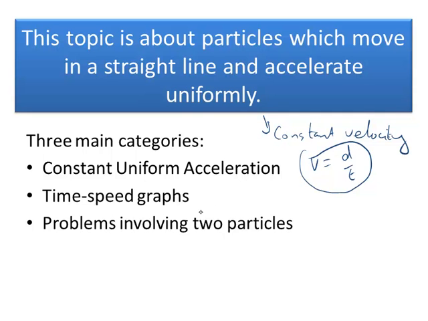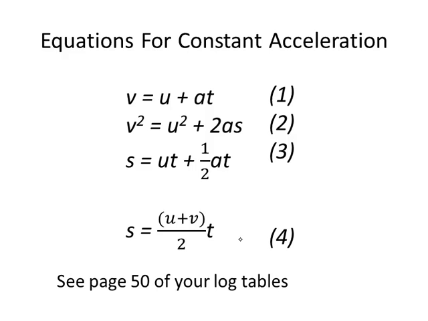Now we're going to be looking at time-speed graphs and problems involving 2 particles. These are the 4 equations that you can use when you've got constant acceleration. They're on page 50 of the log tables, the formula book, so you don't have to learn them off. Probably you'll be doing them often enough that you will learn them off.